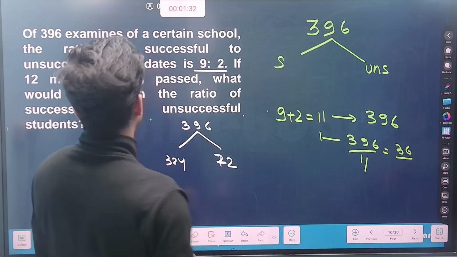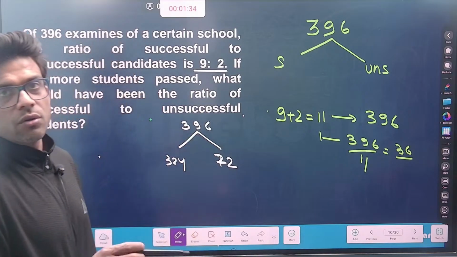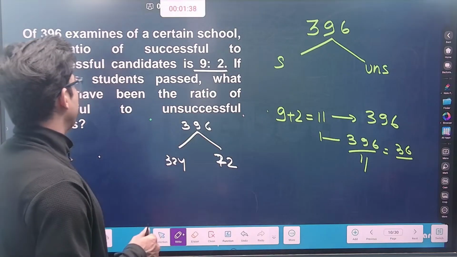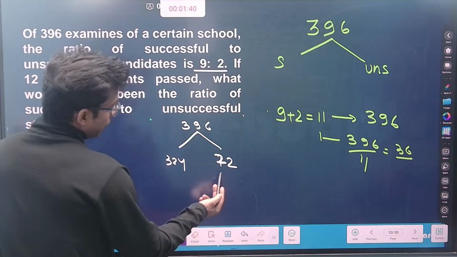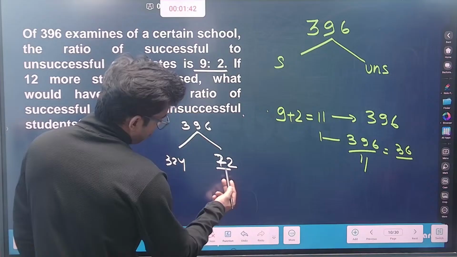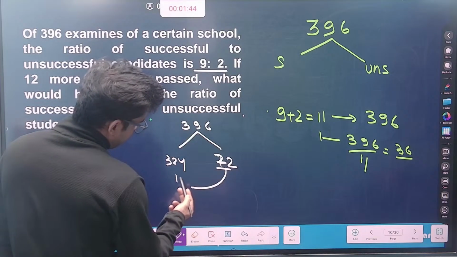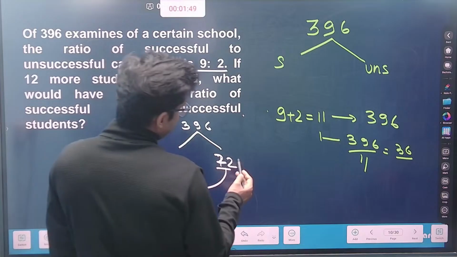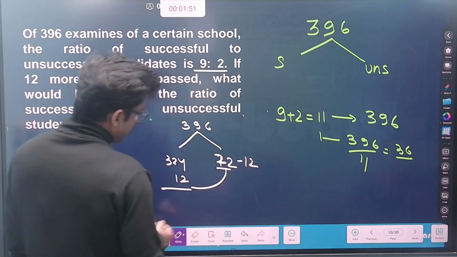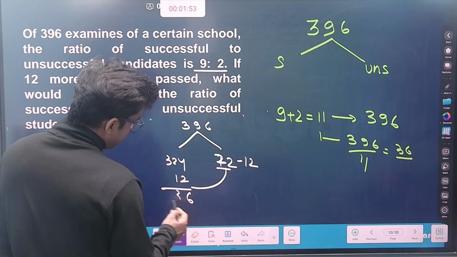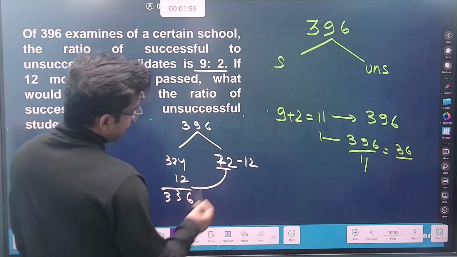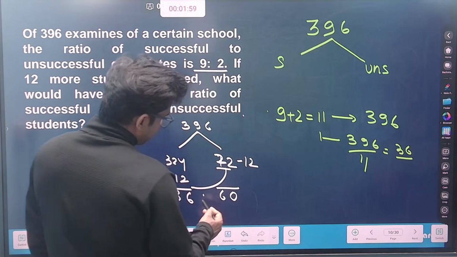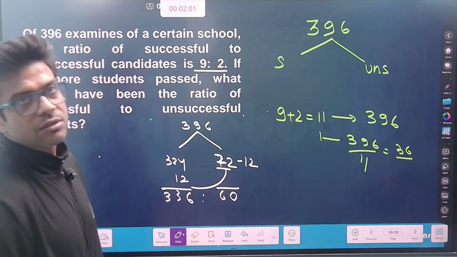Now they're asking what would have been the ratio of successful to unsuccessful candidates if 12 more students passed. If 12 more passed, from here you add 12 to this part, and because 12 more are passing, from here you subtract 12. So this would become 336, and this would become 60. So the ratio would be 336 is to 60.